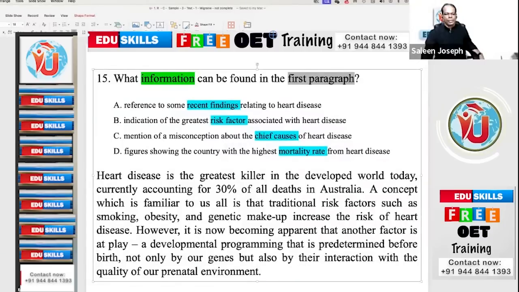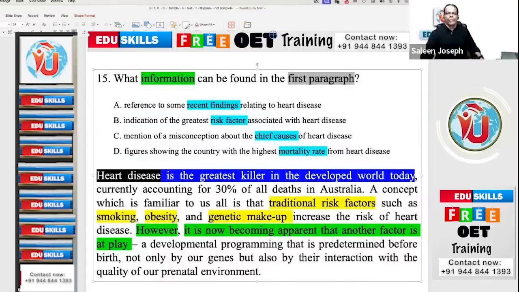Come on now. Do you find something to be highlighted immediately? However, a contrast word. If there is a contrast word, as you skim through and read fast, you have to highlight that contrast word. The EduSkills strategy says, if there is a contrast word, you can just ignore what comes before it, and the answer will definitely be after the contrast word. From here, you have to find out if there is some connection with any of these answer options. Are they speaking about recent findings, risk factors, chief causes, mortality rate?